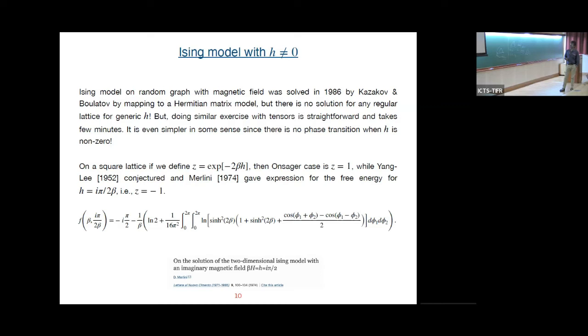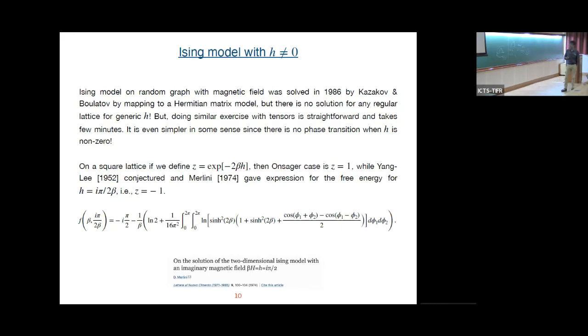For example, there was this work by Yang and Lee in '52, well-known work, and Merlini in '74. They did it for some specific value of magnetic field, which is imaginary. And obviously the Onsager case is when H is 0, so Z is 1. So this is what they wrote down for this specific value of magnetic field. But if I ask what is F(β, H), where H is just real, there's nothing known.